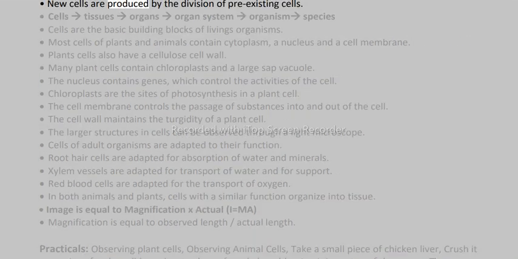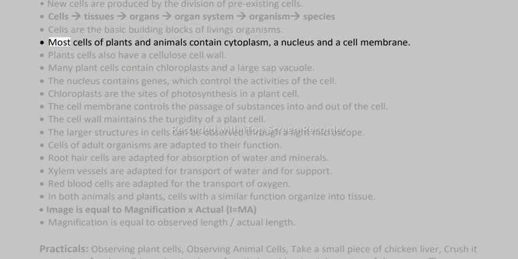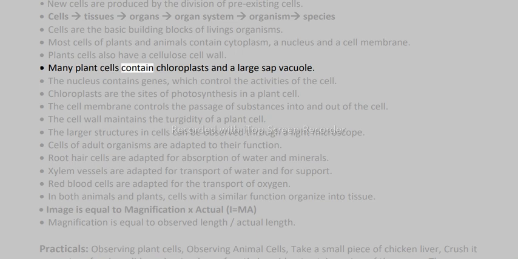New cells are produced by the division of pre-existing cells. Cells, tissues, organs, organ system, organism, species. Cells are the basic building blocks of living organisms. Most cells of plants and animals contain cytoplasm, a nucleus, and a cell membrane. Plant cells also have a cellulose cell wall. Many plant cells contain chloroplasts and a large sap vacuole.